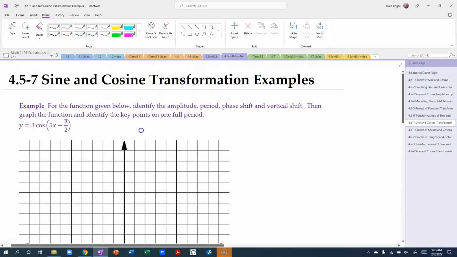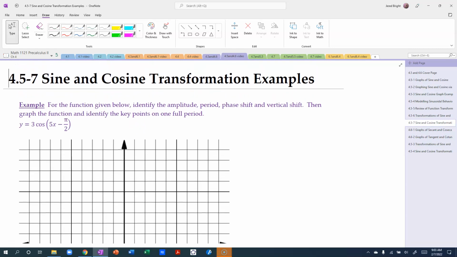Welcome back, and it's time to get some more practice with graphing sine and cosine via transformations. So we've seen this example before using the 5-point method. Now it's time to do it just with transformations for a different approach. Okay, so here we go.